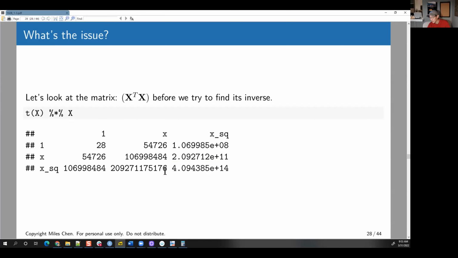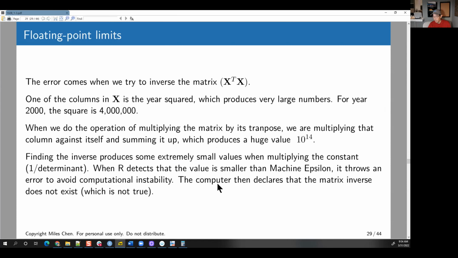The issue is that this number is really big. And so when we are trying to inverse the matrix, okay? When you try to inverse the matrix, you effectively have to do some division by some of these terms.